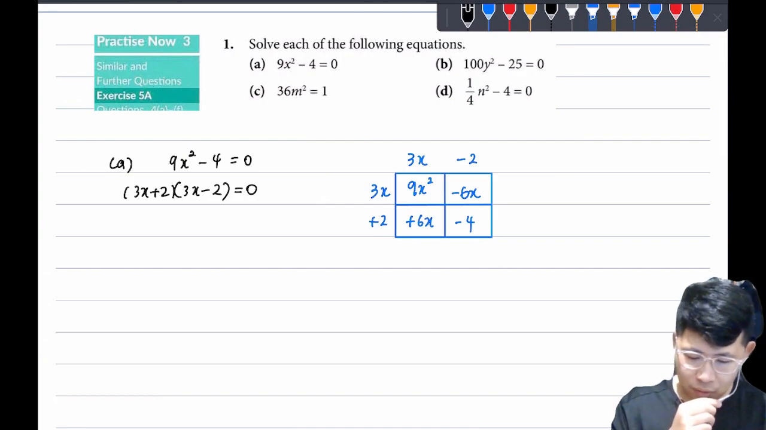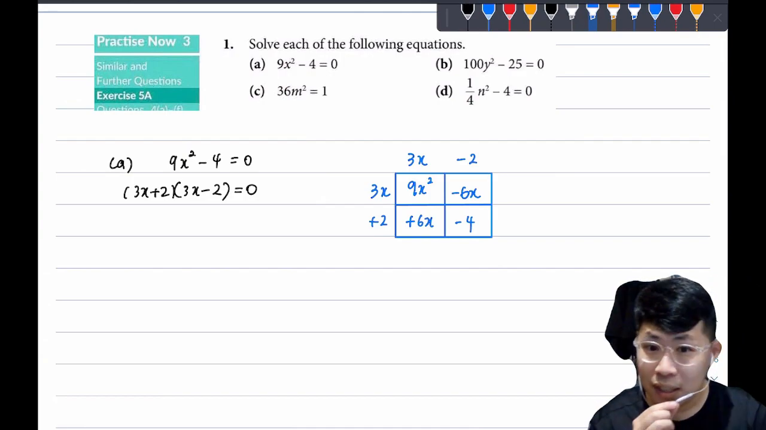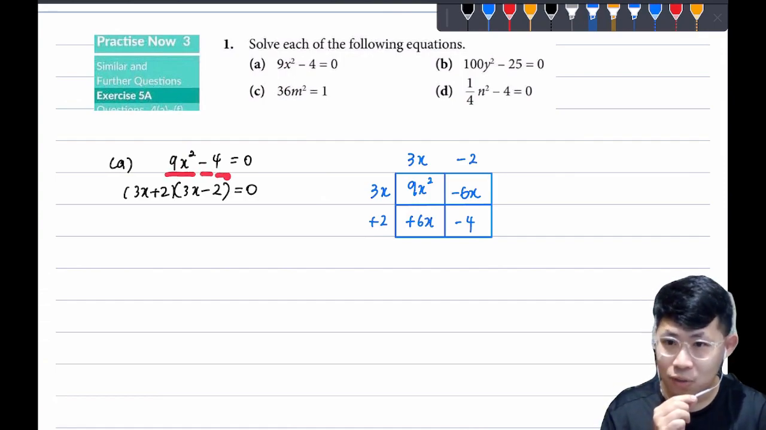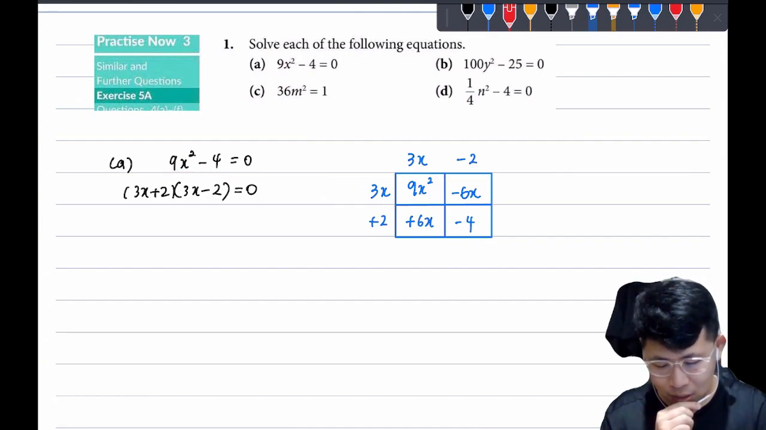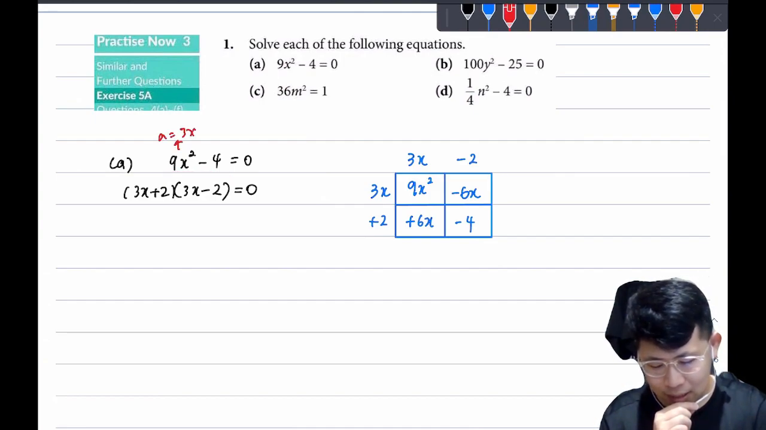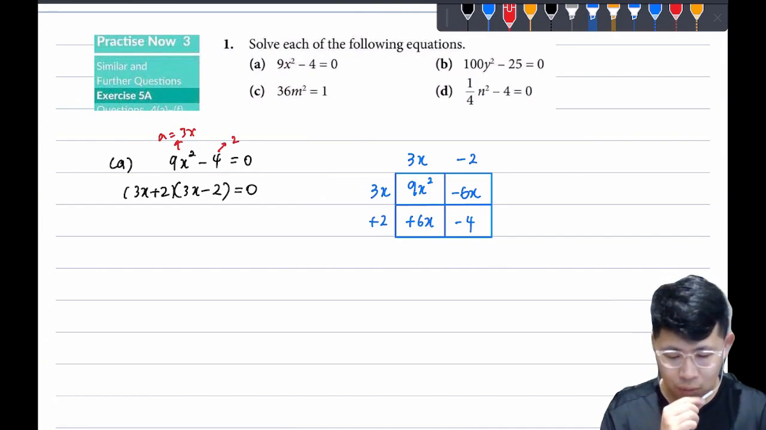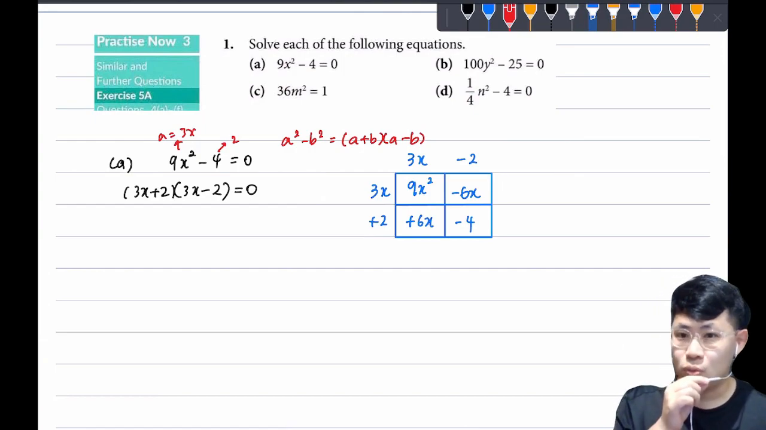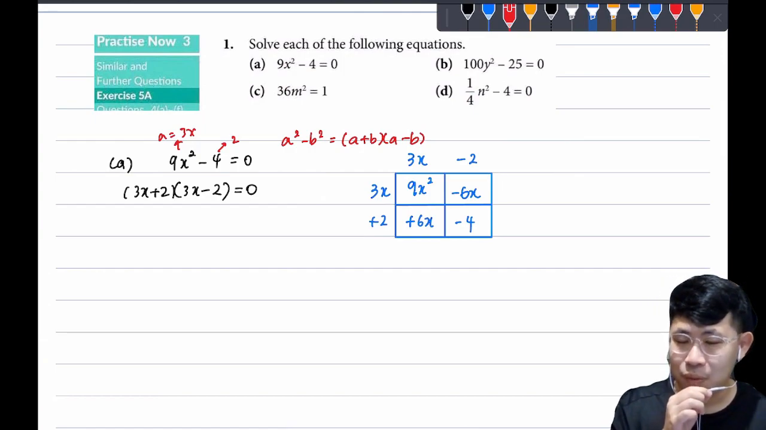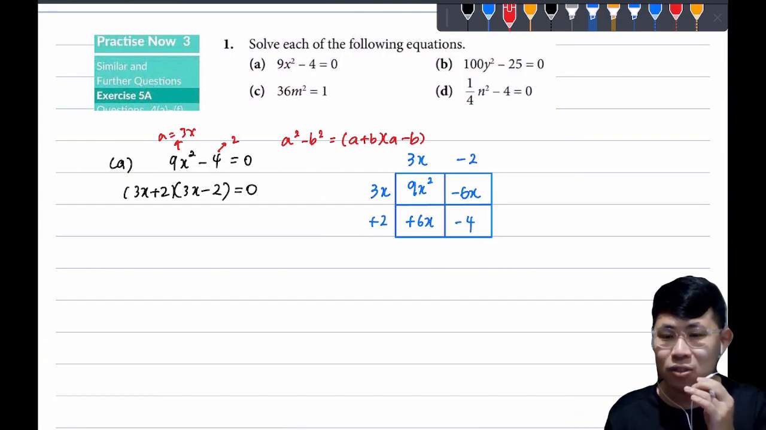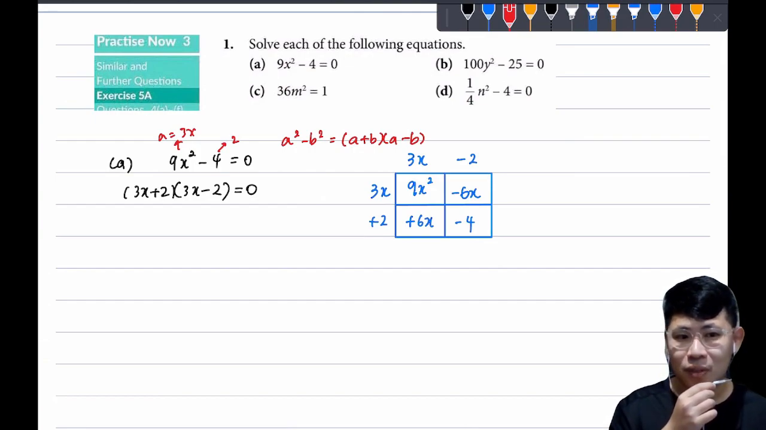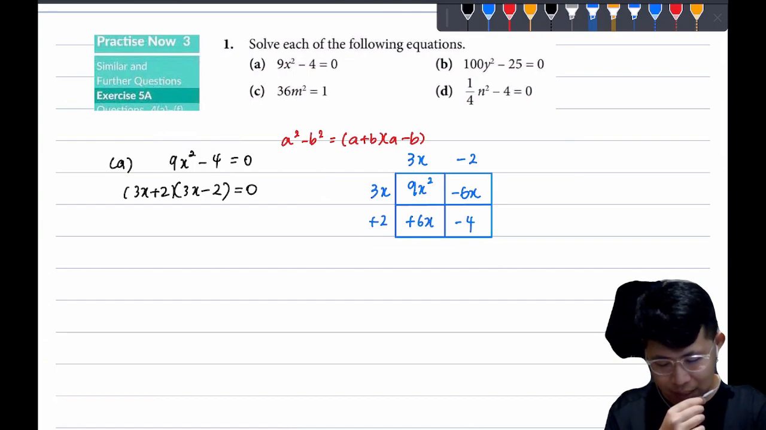Now, you want to observe something over here. There is another identity that we've learned previously in chapter 4. So this is a squared minus b squared. Do you remember this one? So the a is 3x, the b is equal to 2. So when we have a squared minus b squared, we can factorize this to (a plus b)(a minus b), when it's a difference of two squares. We can factorize it like that also. So over here I present to you two different methods to factorize, either with the box or with the identity you've learned in the previous chapter. Okay, so let me erase this so that we can carry on.